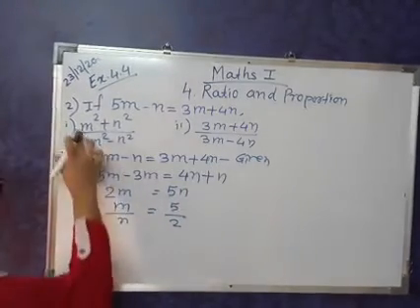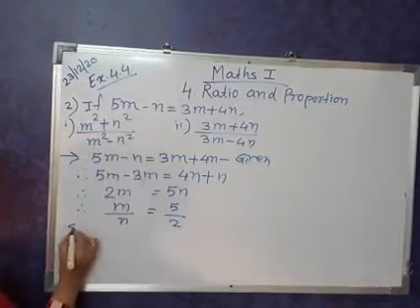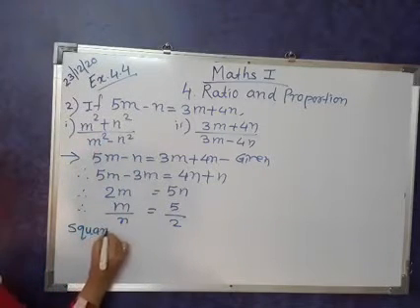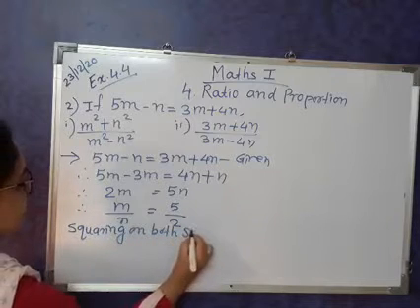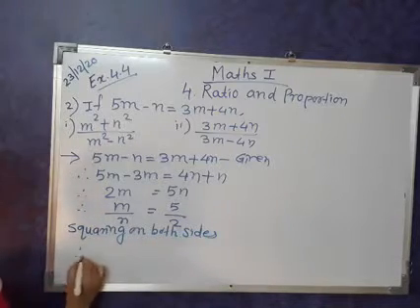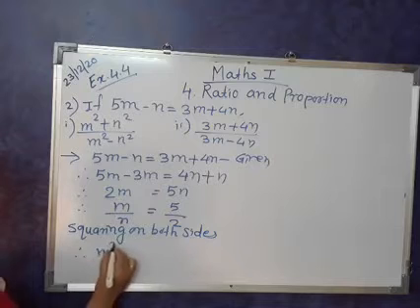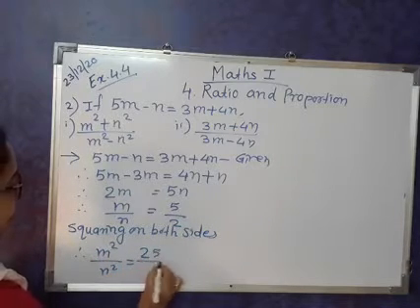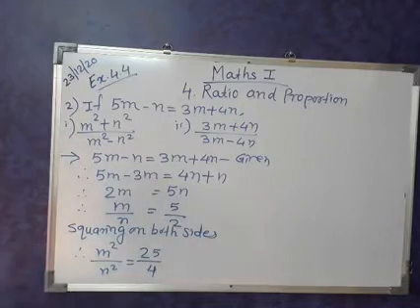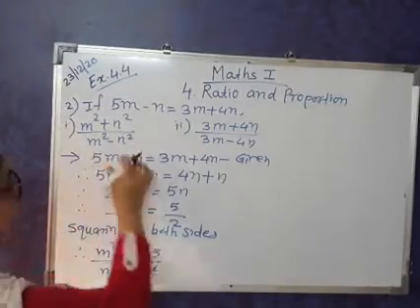So in the first part we want the squares. So squaring on both sides. If you are squaring, what will you get? m square upon n square is equal to 5 square, 25 upon 4. Now we have the value of m square upon n square. Now what is the first part?